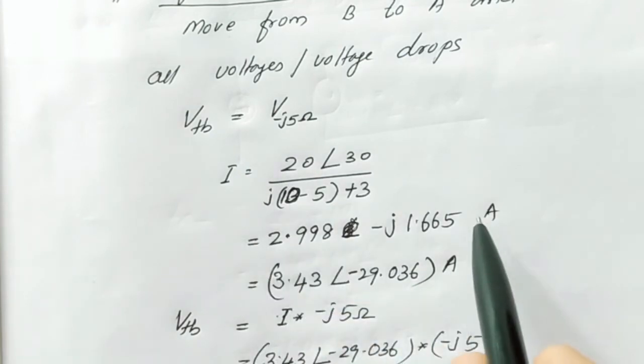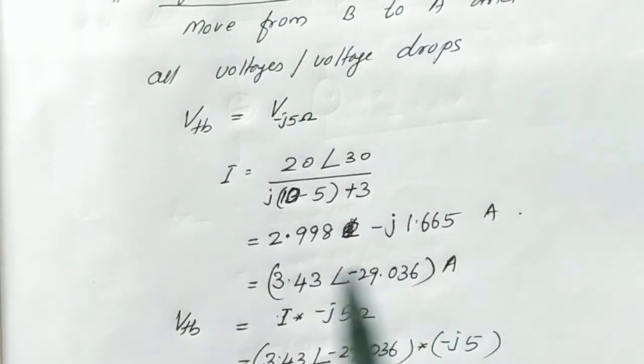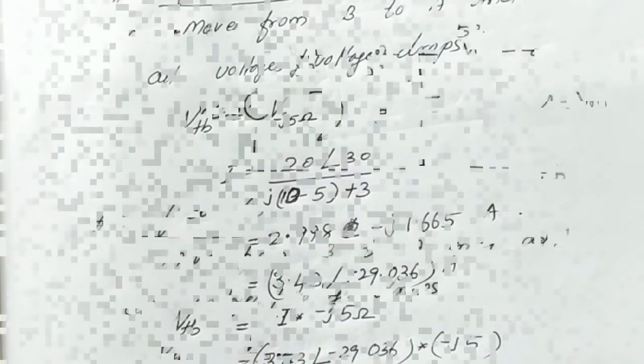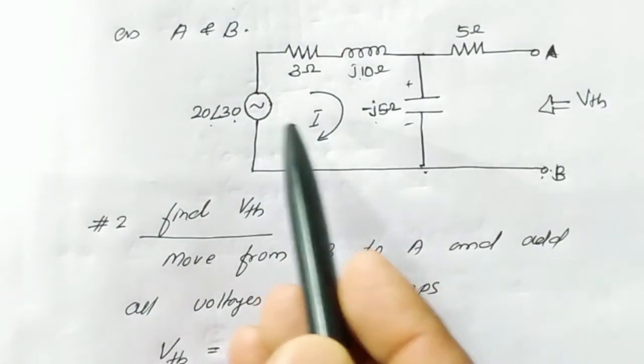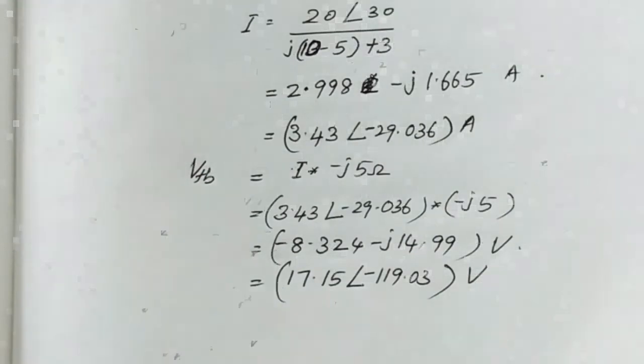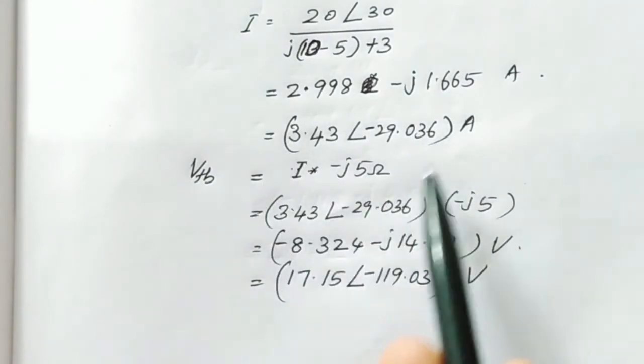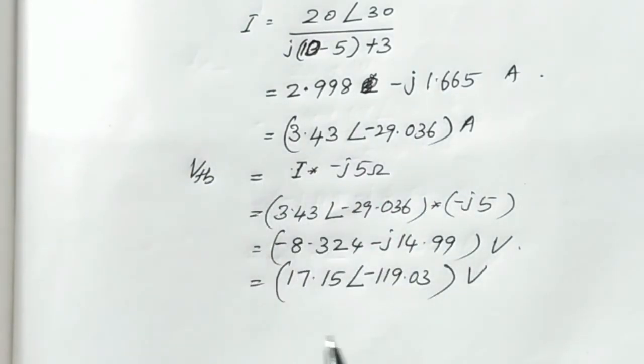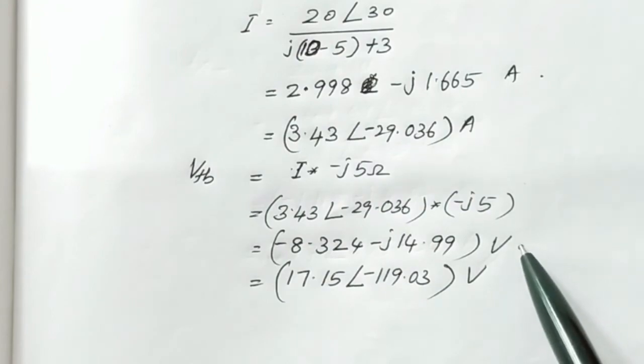When we convert this rectangular form result into polar form, we obtain 3.43 angle minus 29.036 ampere. What is VTH? VTH is equal to I times minus j5. Substituting the value of I in this equation, we obtain VTH as 17.15 angle minus 119.03 volt in polar form. So this is the result obtained in rectangular form.